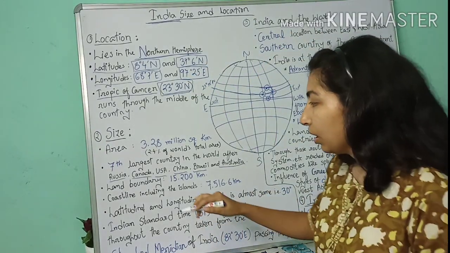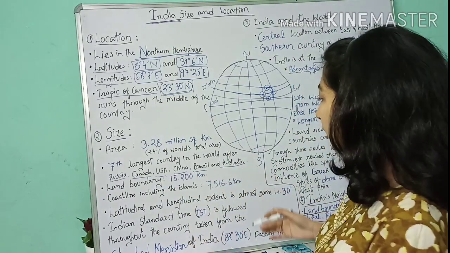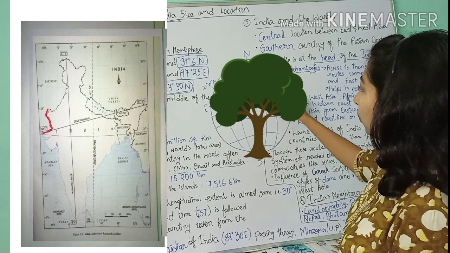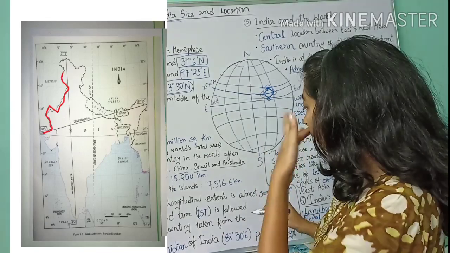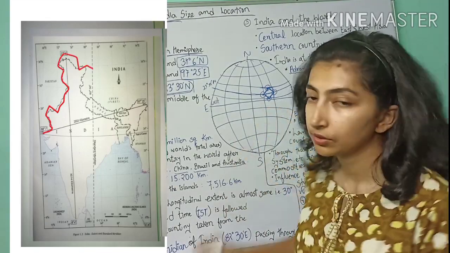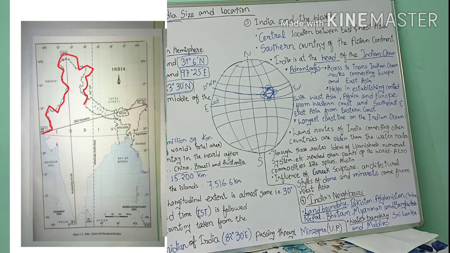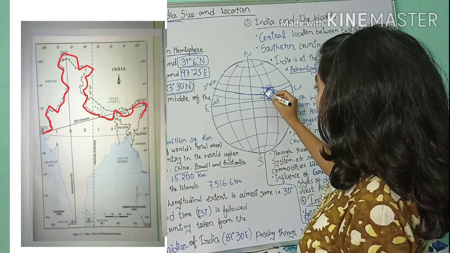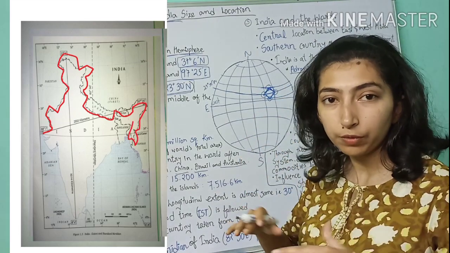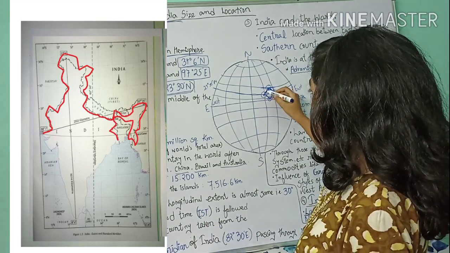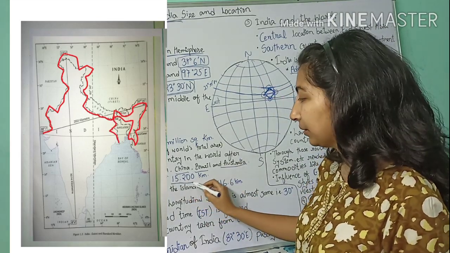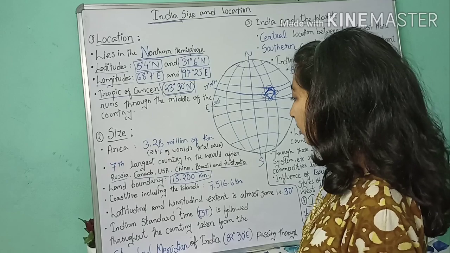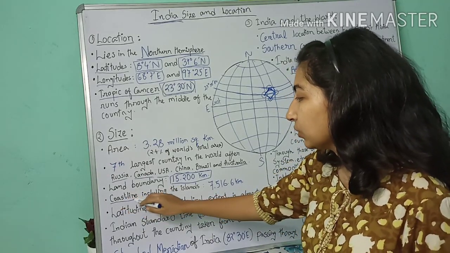Then what is our land boundary? Land boundary as in this whole boundary. What is our land boundary? Okay, so our land boundary is this, the upper part, because below we have water. Our land boundary is approximately 15,200 kilometers. And our coastline is what?